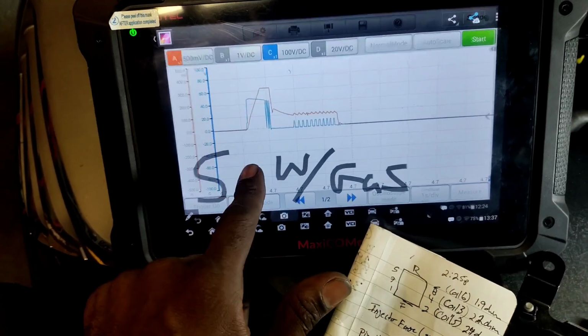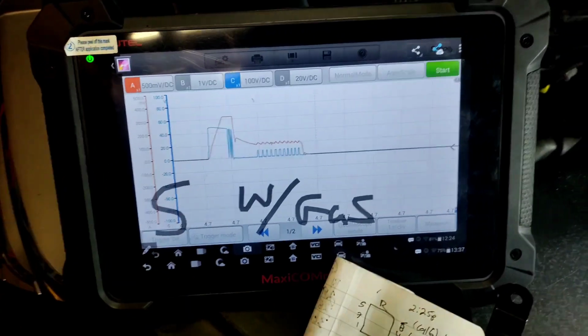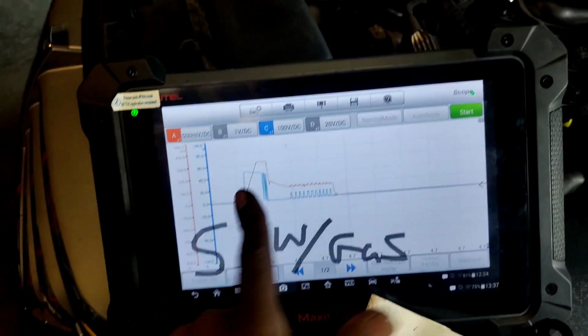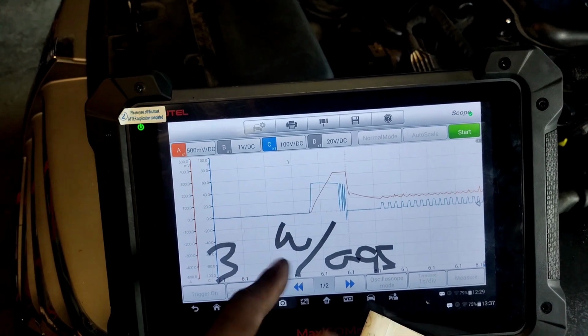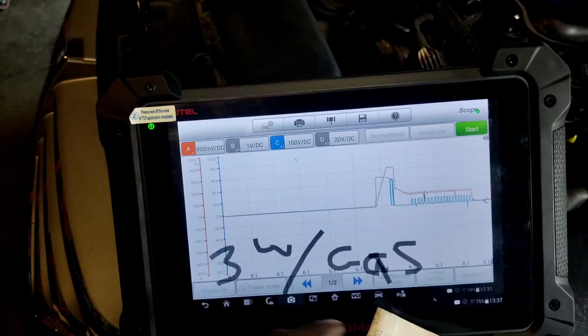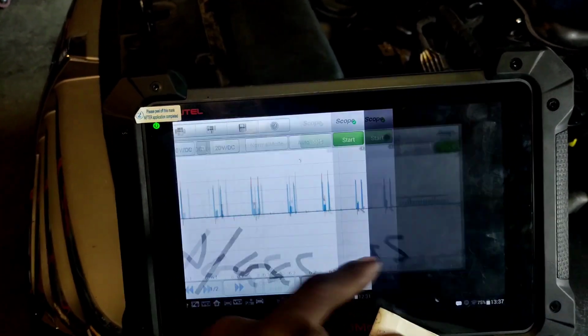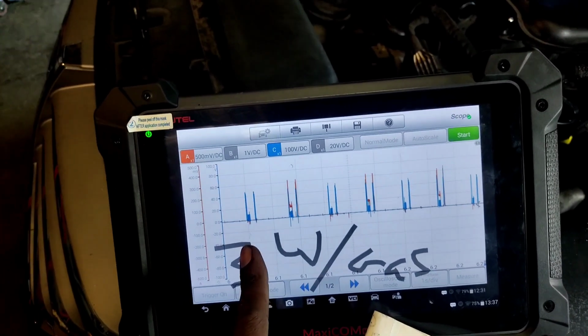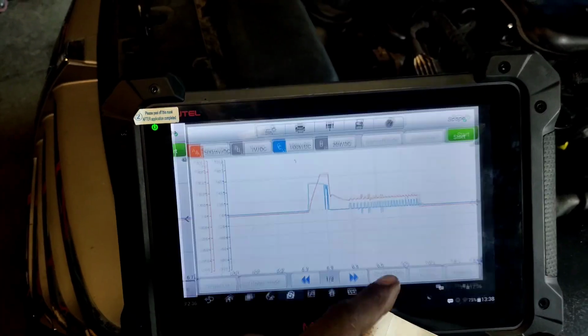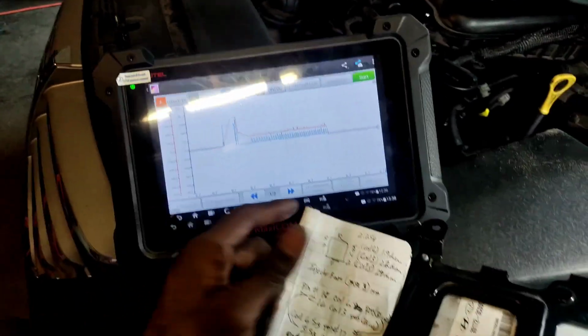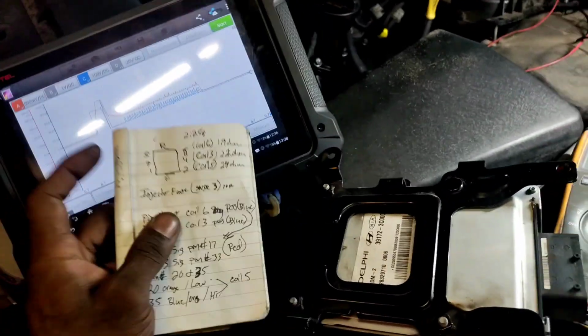Then I zoomed in on some snap throttles, just trying to see if there was any type of discrepancy with number 5 and number 3, since 3 was our culprit. Everything was consistent, so I didn't break my neck over that.